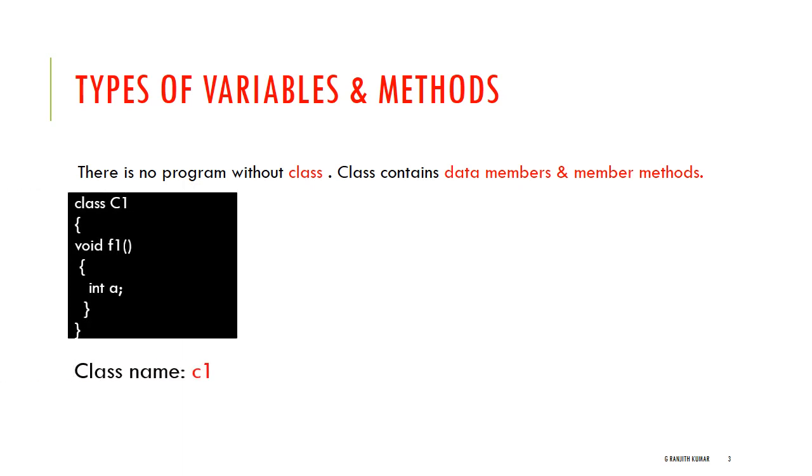Assume that here one class is created, and the class name is C1. In it there is a method F1, and in the F1 method, one variable a is declared of type integer. As far as members of Java are concerned, there are two types of members: instance members and static members.